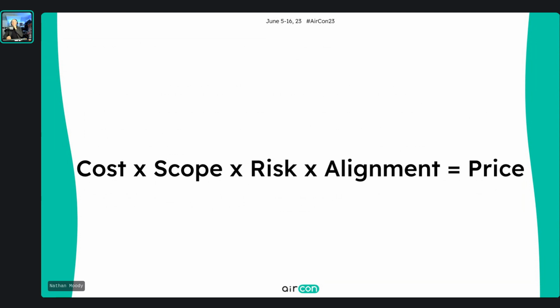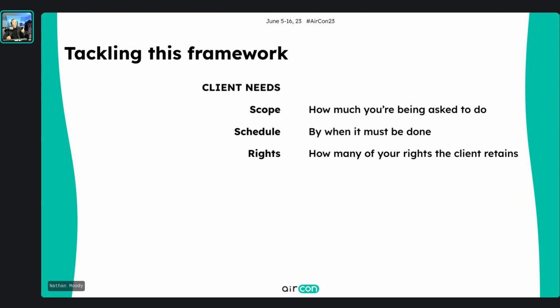So you can see that this basically is like a matrix between your needs as vendor and the client's needs. So let's break down how these needs break out across the client vendor lines. What does a client need in any project? There's scope, there's schedule, and there's rights. Scope is how much you're being asked to do. The schedule is by when that scope must be finished. And then rights is how many rights to your work does the client retain.